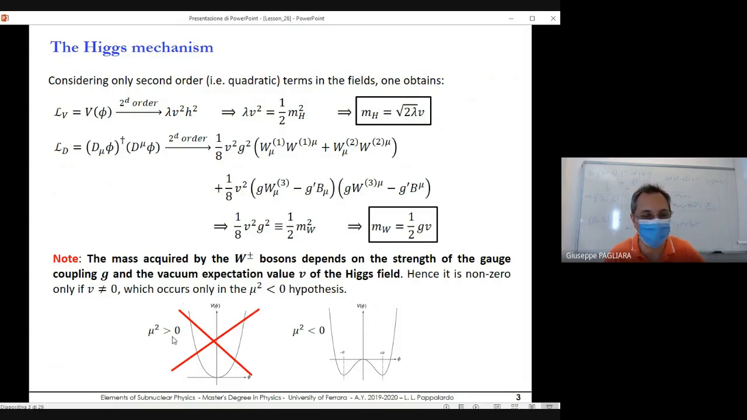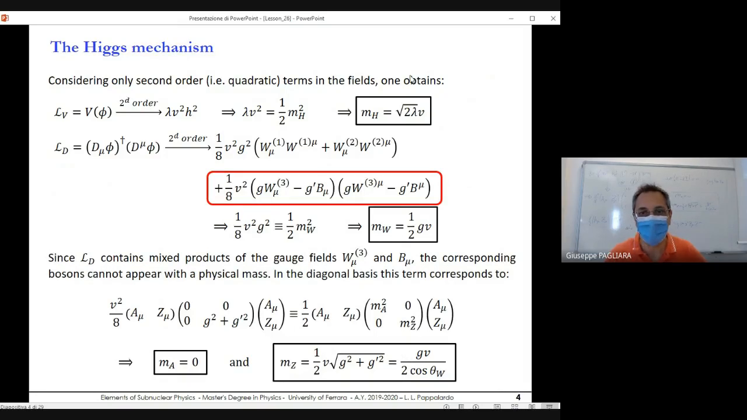Hence the mass would be 0 in this condition here, if we had chosen mu squared positive. So the right solution to provide mass to the boson is indeed mu squared negative. Now, what about the mixed terms? This we have to work out a little bit. We have to diagonalize this matrix, and in the physical basis we obtain two new eigenstates, A and Z, where A has mass 0, and Z has a mass which is again a function of the vacuum expectation value of the Higgs.